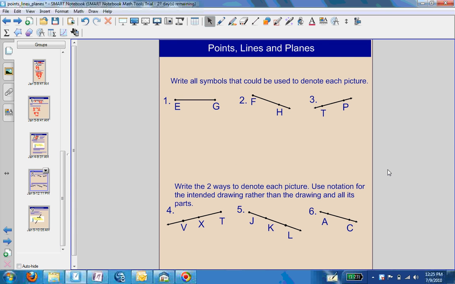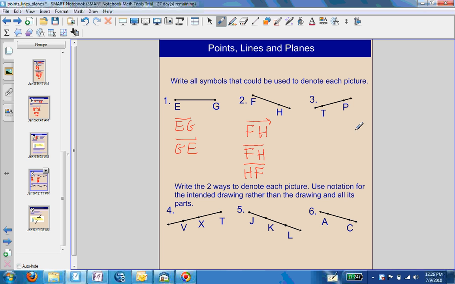We're going to look at a couple of examples here. We're going to write all the symbols that could be used to denote each picture. So this is a line segment. On the line segment, we can't really do a line or a ray, but we can write GE, with the line segment notation. For FH, we do have the ray notation, ray FH. No other ray notation could be used, but we do have a line segment FH, which could also be written as line segment HF.